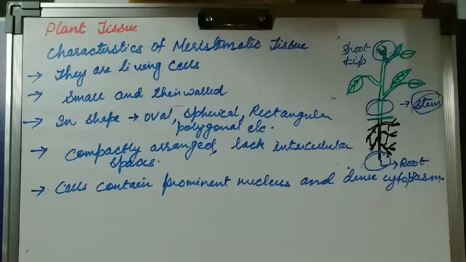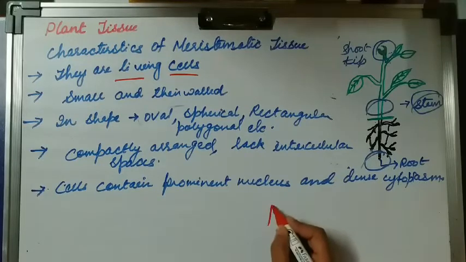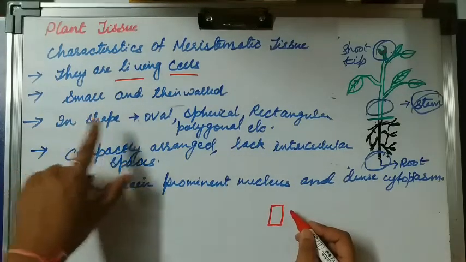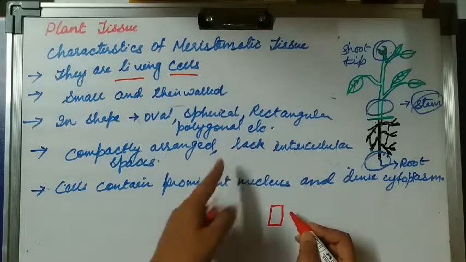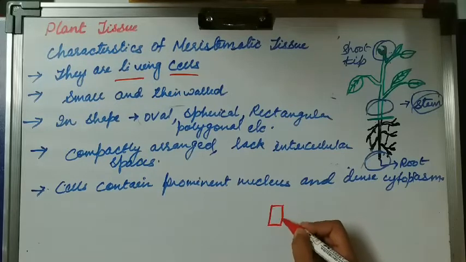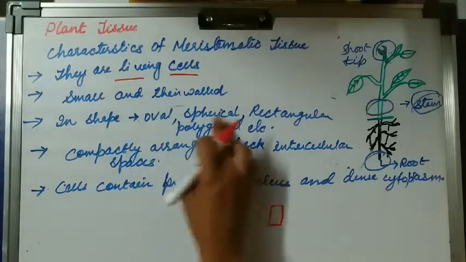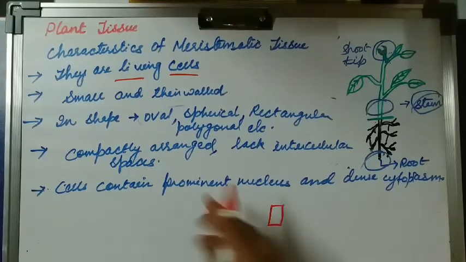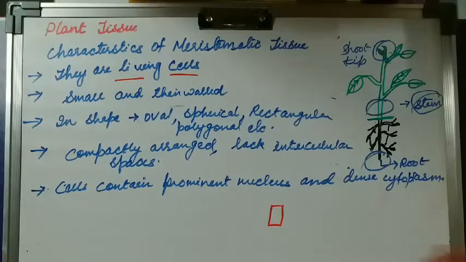Now I can show you with the diagram here. They are living cells. They are small and thin walled. They are small like this and they have a thin wall. So it is a single cell. In shape, they can be oval, spherical, rectangular, polygonal. They are compactly arranged. Now there should be a number of cells which are compactly arranged, meaning tightly arranged. So like this.